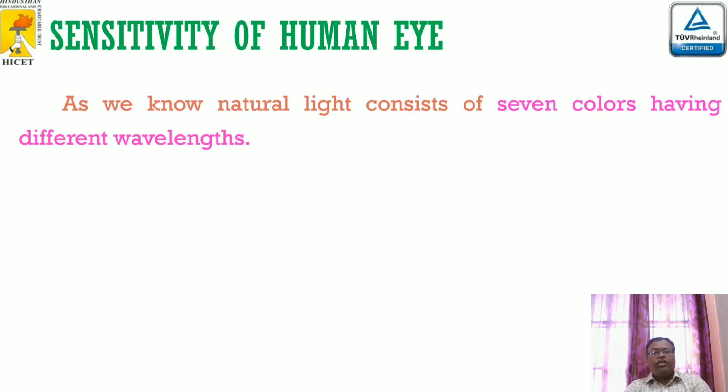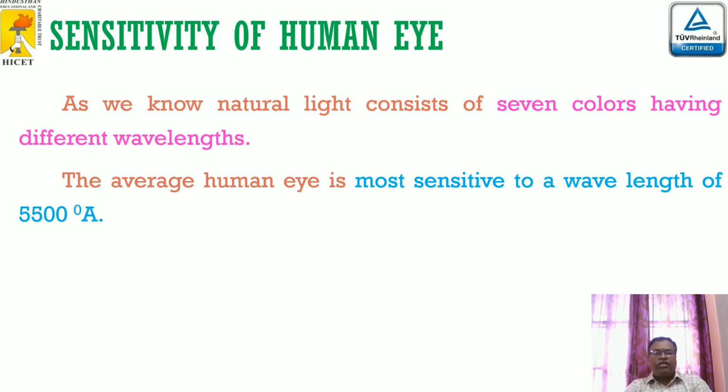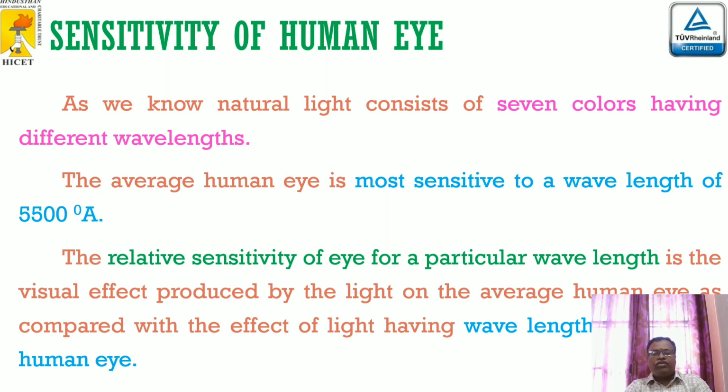And what about the sensitivity of our human eye? As we know, natural light consists of 7 colors having different wavelengths. So the average human eye is most sensitive to a wavelength of 5500 angstrom. The relative sensitivity of an eye for a particular wavelength is the visual effect produced by the light on the average human eye as compared with the effect of light having that wavelength.